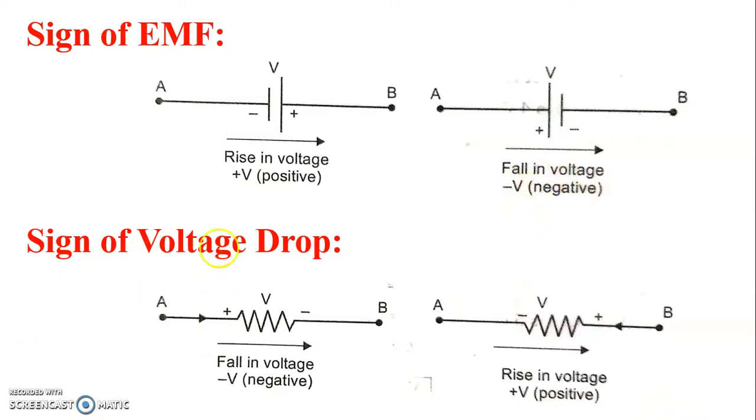So next is the sign of voltage drop. Here we have to measure the voltage drop across the resistance. If the current flows from positive to negative, then we take that as a fall in voltage, so that voltage is negative. If the current flows from negative to positive, that is a rise in voltage, and the voltage is denoted by positive. So this is the sign of EMF and the sign of voltage drop.